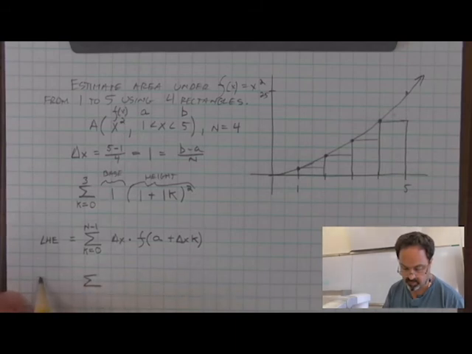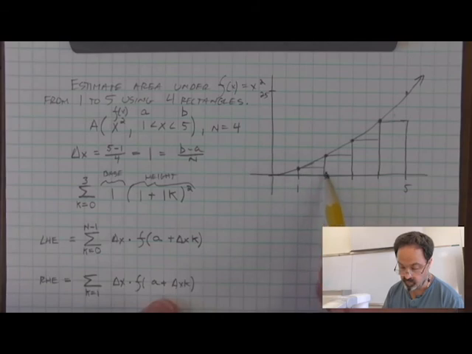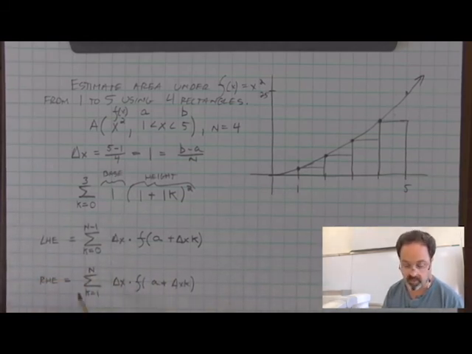We could translate this into a right-hand estimate with the same argument. The base is delta x. The heights of the rectangles are the value of the function composed with a plus delta x k. But the index is changed, so we start at a k value of 1, which is effectively 1 delta x away from the beginning, and goes up, so we have an upper bound that is equal to the number of rectangles that we're going to use, n.